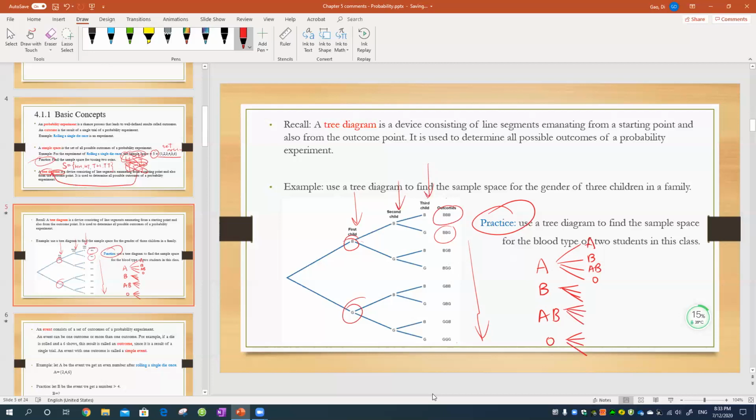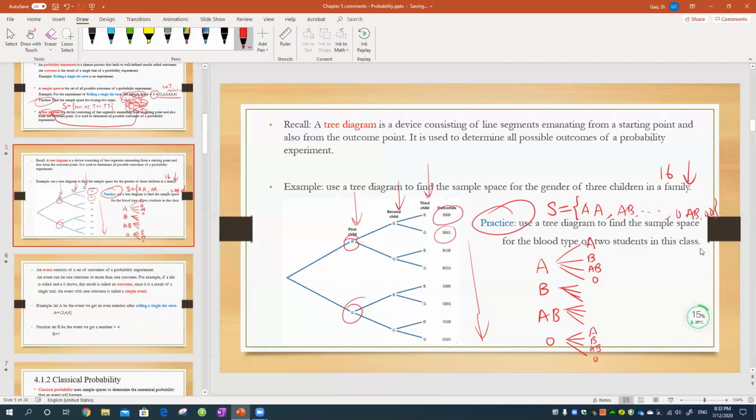If we want to write it down, we're going to have S equals curly bracket. We're going to have AA, that's the first one, and then AB, and so on and so forth until the last one. So we have OA, OB, OAB, and then OO. So we have 16 elements in this sample space, 16 possible outcomes.